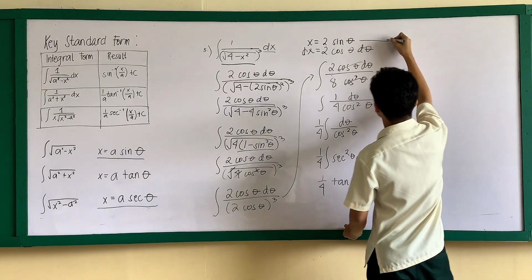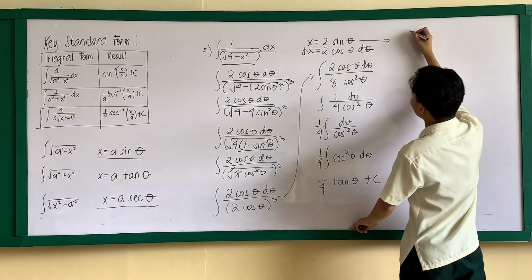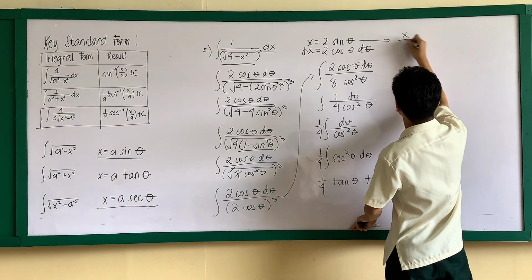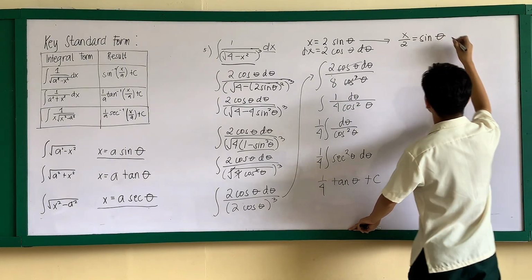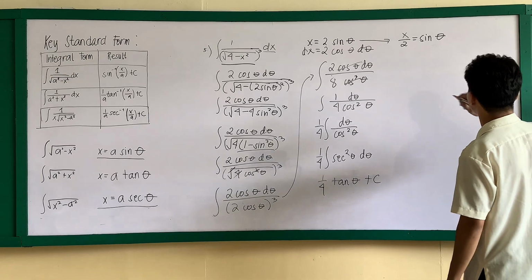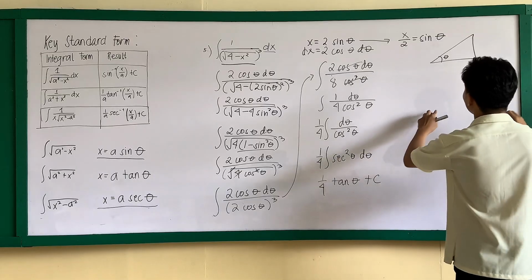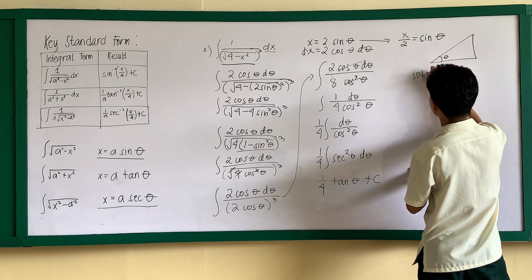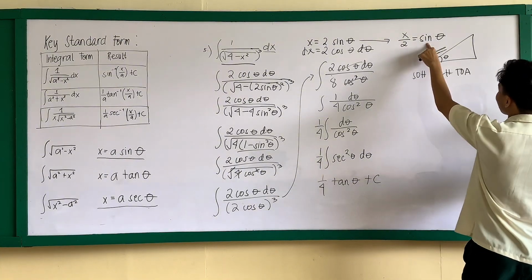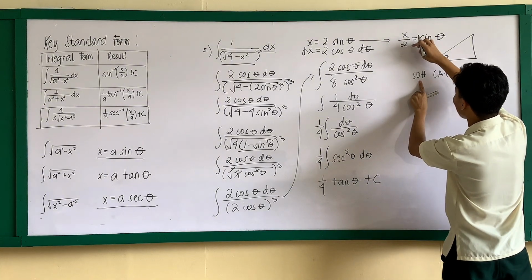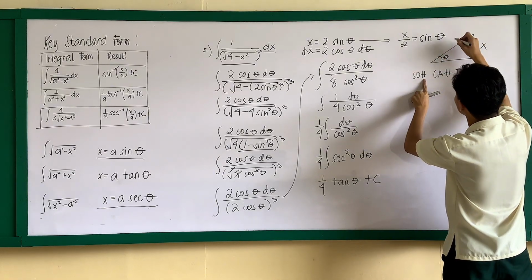So let's go back here. We need to find the value. We need to divide both sides by 2, going to be x over 2 equal to sine theta. Next, using the triangle, since sine is opposite over hypotenuse, the opposite is x and the hypotenuse is 2.